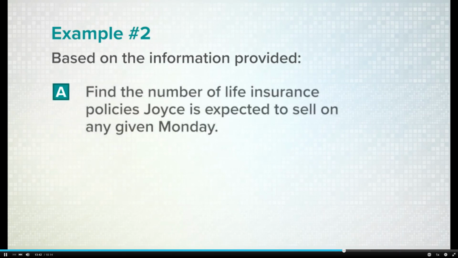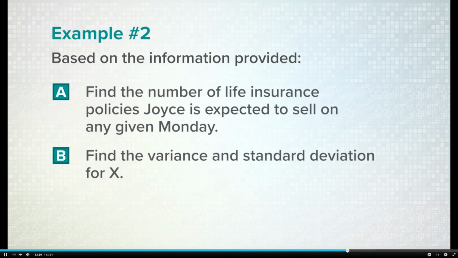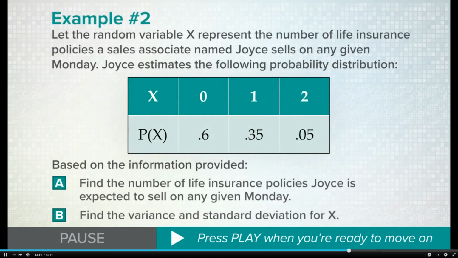Based on the information provided, for A, find the number of life insurance policies Joyce is expected to sell on any given Monday, and for B, find the variance and standard deviation for x. Pause the video to work through this, and click play when you're ready to move on.